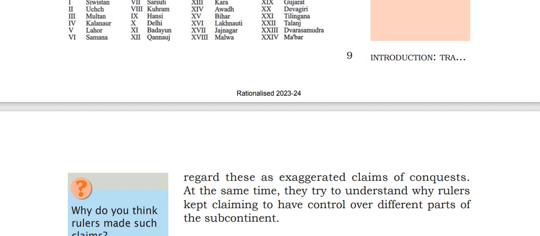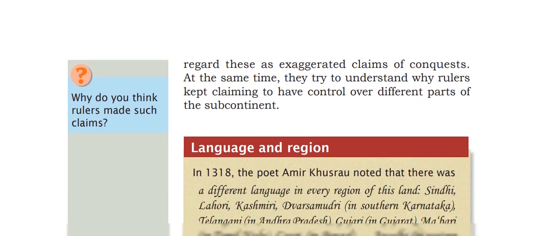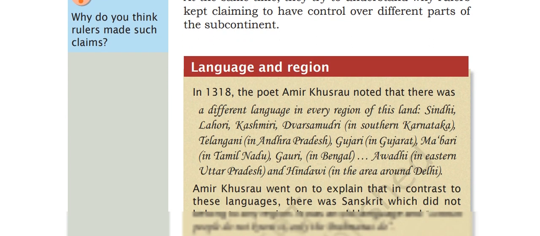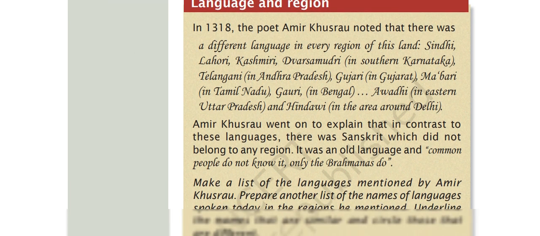Historians regarded them as exaggerated claims. At the same time, they tried to understand why rulers kept claiming to have control of different parts of the subcontinent. Language and region: the poet Amir Khusrau noted there was a different language in every region of this land. Sindhi, Lahori, Kashmiri, Dwar Samudri in southern Karnataka, Telangani in Andhra Pradesh, Gujari in Gujarat, Ma'bari in Tamil Nadu, Gauri in Bengal, Awadhi in eastern Uttar Pradesh, and Dehlavi in the area around Delhi.